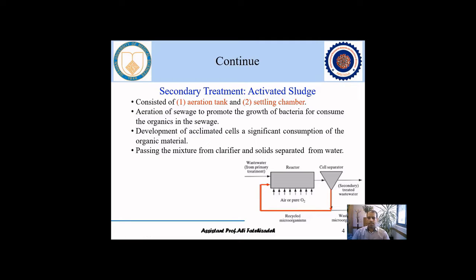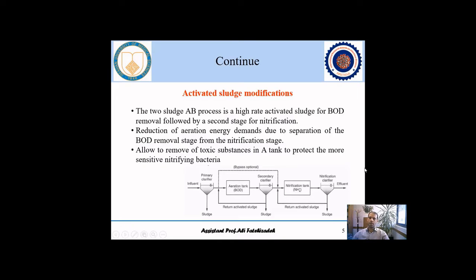Unfortunately, activated sludge requires a large volume to remove organic compounds and provide high effluent quality, and it is also very sensitive to organic and hydraulic loading. To overcome these disadvantages, some important modifications of basic activated sludge were proposed, including contact stabilization, step aeration, oxidation ditch, pure oxygen, and also tapered aeration. One of the common modifications of basic activated sludge is the AB process, or two-sludge activated sludge system.